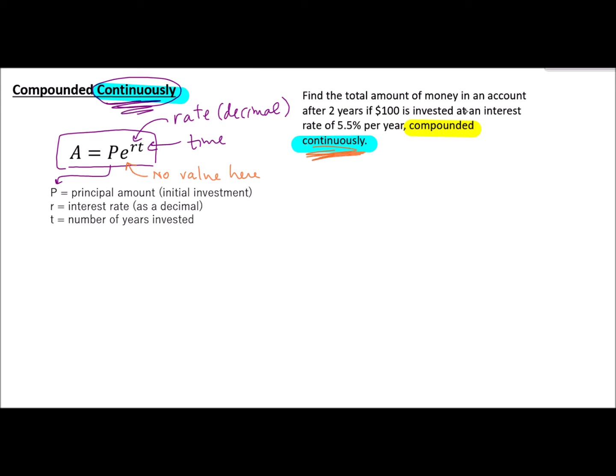All right, let's pull these numbers. Total amount of money after 2 years, okay, T equals 2. $100 is invested, that's our P. Interest rate of 5.5%.